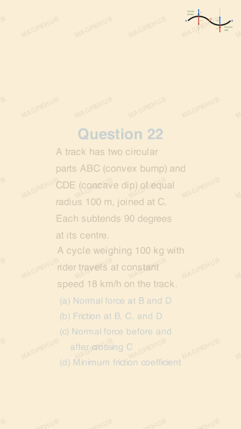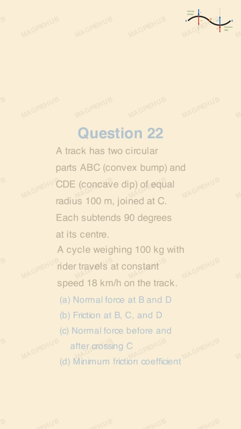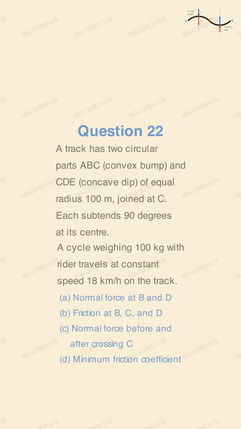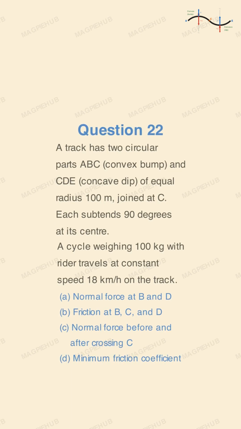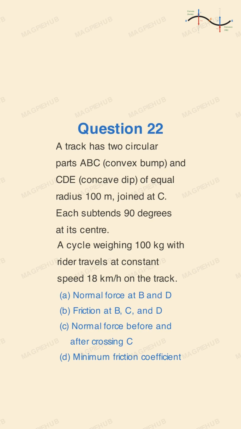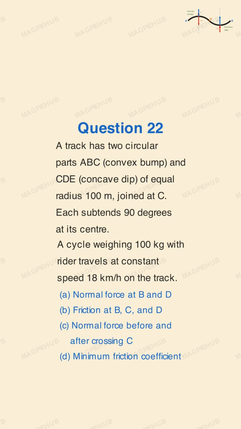A cycle weighing 100 kilograms together with the rider travels at a constant speed of 18 kilometers per hour on the track. Find, Part A, the normal contact force by the road on the cycle at B and D. Part B, the frictional force on the cycle at B, C, and D. Part C, the normal force on the cycle just before and just after it passes C. Part D, the minimum friction coefficient for the cycle to travel at constant speed. Take g equals 10 meters per second squared.